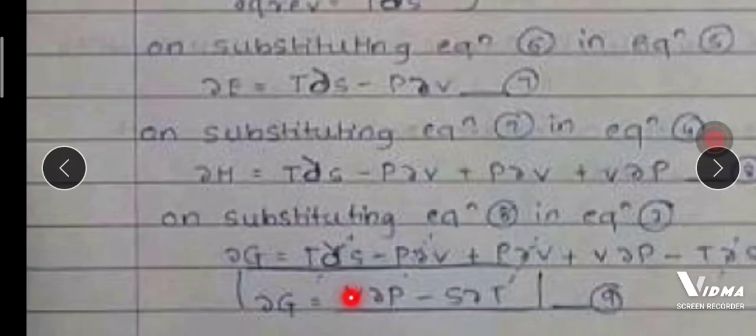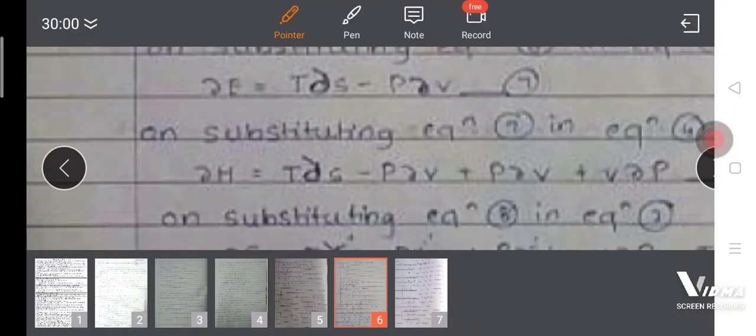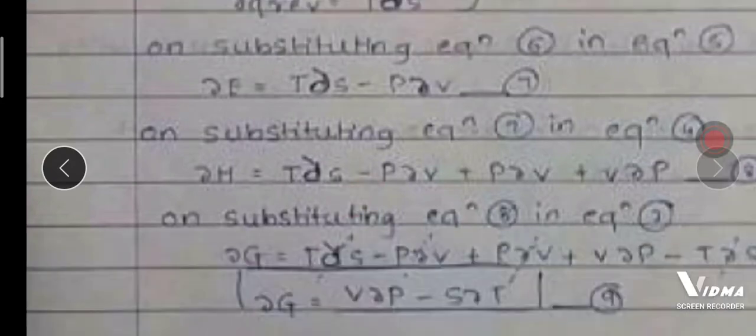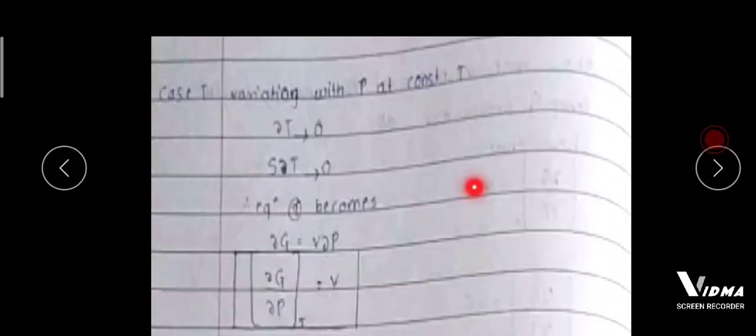That means delta T tends to 0, so H delta T tends to 0. That is equation number 9. We have already seen that equation 9 is nothing but delta G is equal to V dP minus H dT. In the first case, when delta T tends to 0, at that time H delta T becomes 0. Then equation number 9 becomes delta G is equal to V dP, because H dT becomes 0. That's why only the left term remains: delta G is equal to V dP.